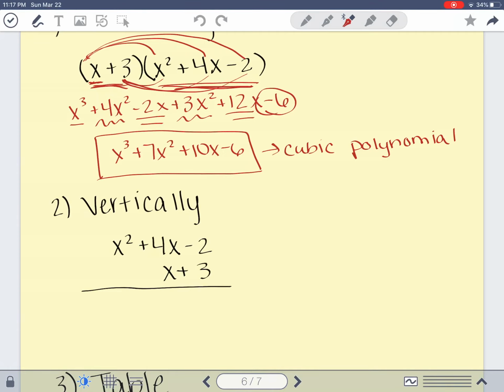Again, we've still got our x squared plus 4x minus 2, and we're still multiplying it by the binomial of x plus 3. So vertically is a little bit of a different way. Okay, so the nice thing is that vertically we are going to line everything up together.